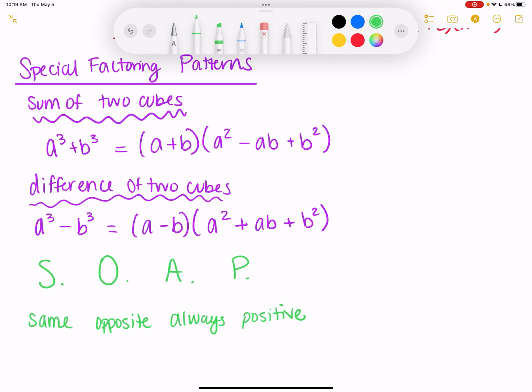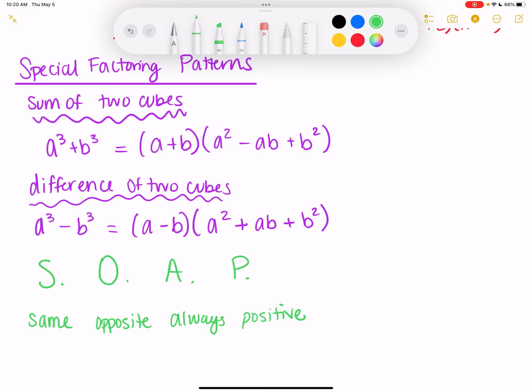What that means is the first sign is always the same sign that you started with. The second sign is opposite, whatever the opposite sign is from what you started with. The last sign is always positive. So same sign, opposite sign, always positive. This was courtesy of Logan that graduated last year. Something one of his teachers had told him. I had never heard it before, but it makes it way easier to remember.